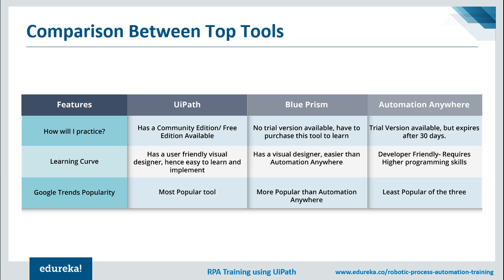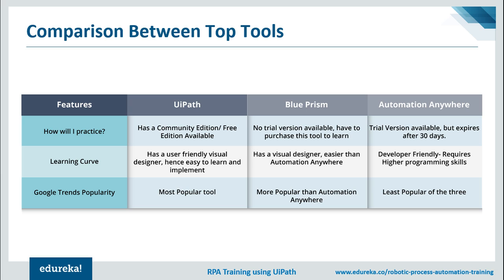But Automation Anywhere and Blue Prism offer no free version, though Automation Anywhere offers a trial version, which I guess is limited to 50 tasks, or it expires in 30 days. Not only this, but if you see the UiPath dashboard, you can see that it has a very user-friendly visual designer, which makes it easy to learn and implement. With this visual designer, you can learn how to automate a task in a really easy manner.